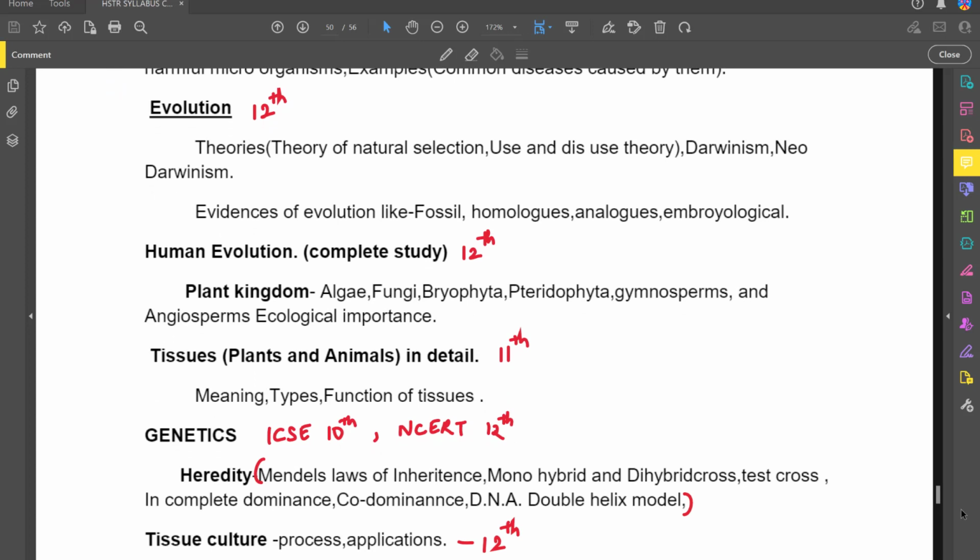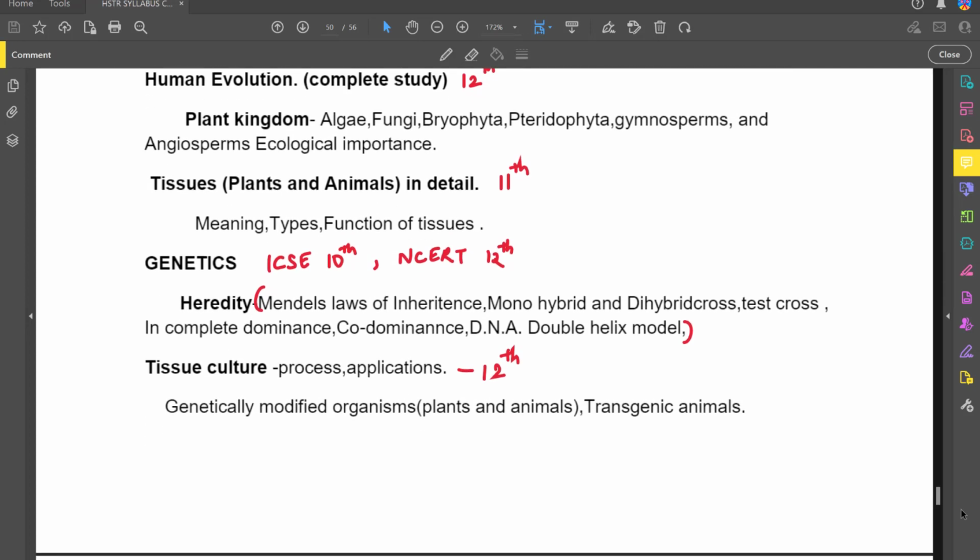Next, these two chapters, evolution and human evolution, you will find in the PUC second year books. Next, plant kingdom and the tissues part, this is also there in the PUC first year book. Animal tissues and plant tissues you will find in the PUC first year book.